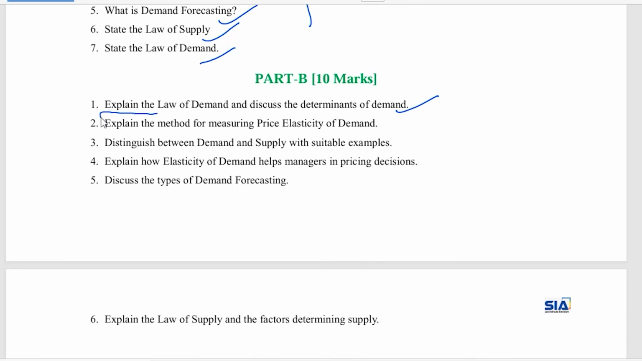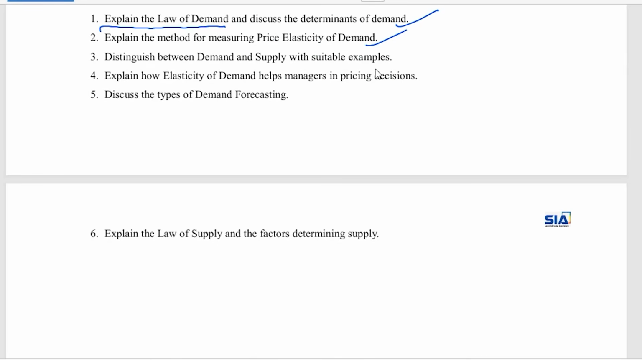First, write the meaning part for law of demand and explain the determinants with proper side headings. Next question, explain the methods for measuring price elasticity of demand. You can explain these questions with proper methods of measuring. Next question, distinguish between demand and supply with suitable examples. You can explain these questions with differences in neat tabular form and explain their examples.